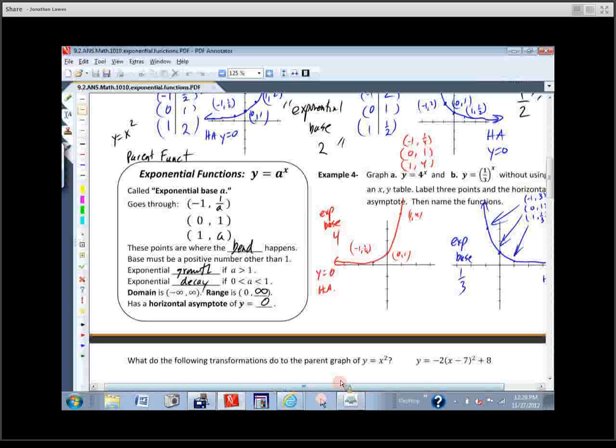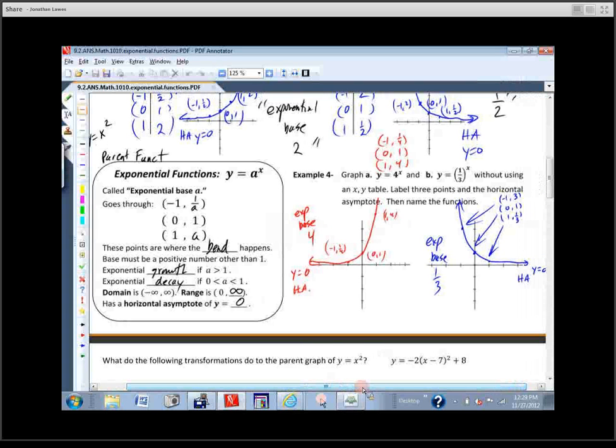Let's pick up where we left off. Yesterday we introduced exponentials, and we talked about these important points. This summarizes the parent graph of an exponential. So remember, we call this exponential base A.